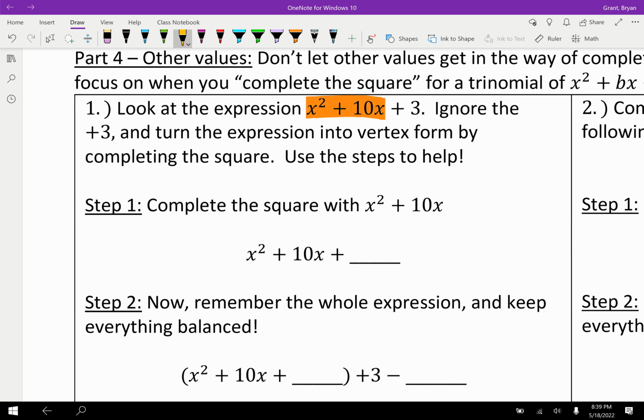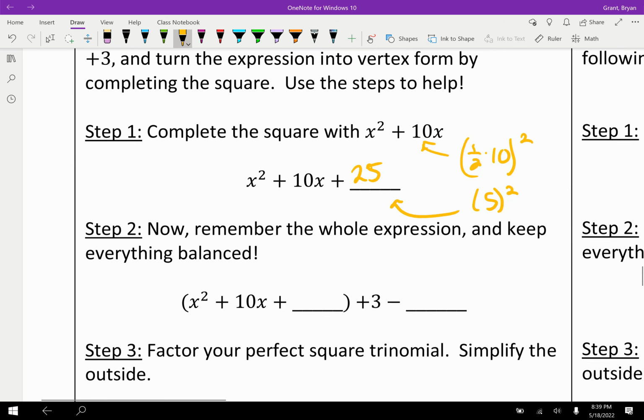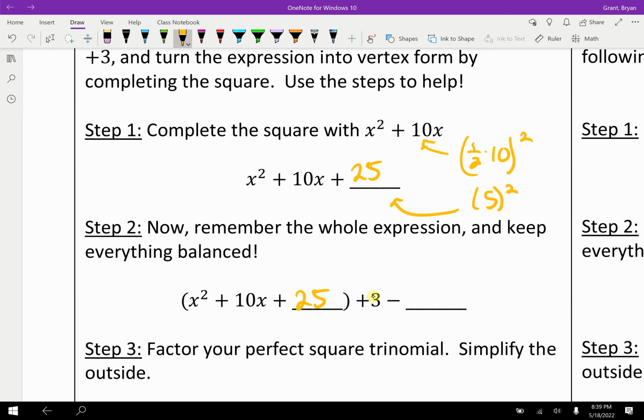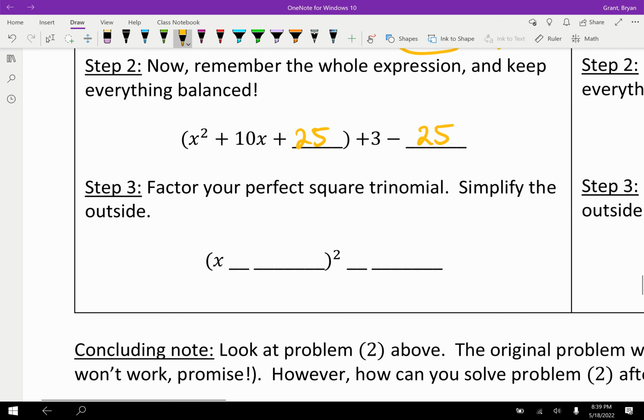So we'd go through and we'd say, well, let's complete the square. So we'd do half of 10 and then square that. So 5 squared, which is, of course, 25. Then we can say, well, there still was a plus 3 there. Great. I added 25 in addition to the 3. The 3 doesn't matter. To keep everything balanced, though, if you add 25, you better subtract it back off.